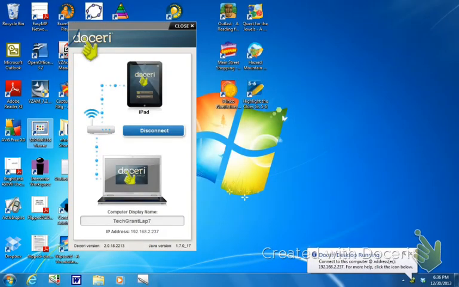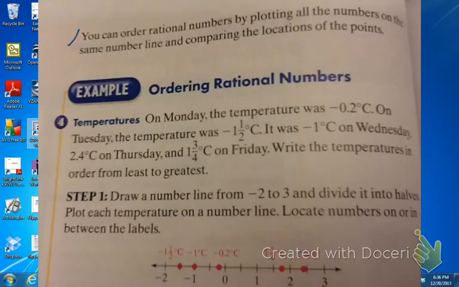Alright, the book makes a point, oops, hold on just a sec. Alright, here we go, to remind you that you can order rational numbers by plotting all the numbers on the same number line and then comparing the locations of the points. So they're going to do that.